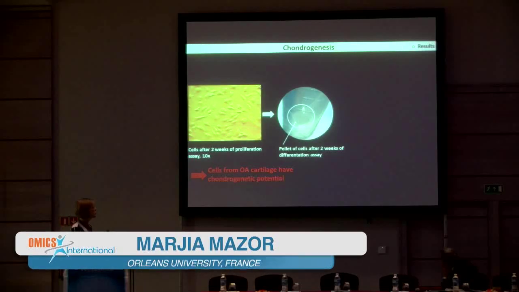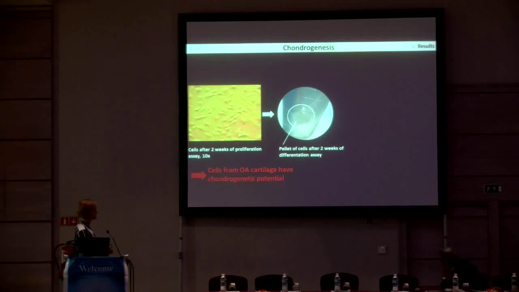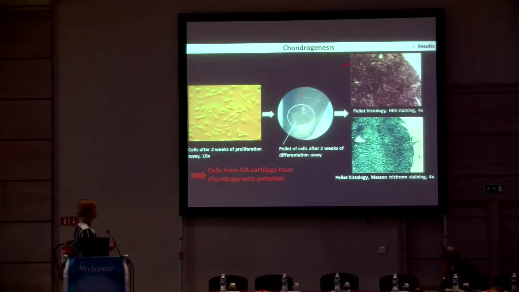And then in the end, we want to see, can they form the cartilage tissue? And here I'm going to show you that after 2 weeks of differentiation assay, we were able, from these proliferated cells, to form cartilage tissue. And also, by 2 specific stainings, we showed that we have formation of the cartilage matrix. With hematoxylin eosin staining, we show formation of the proteoglycan, which is one of the main components of the cartilage matrix. And with Masson trichrome staining, we showed the formation of another major component of the cartilage matrix, collagen 2.